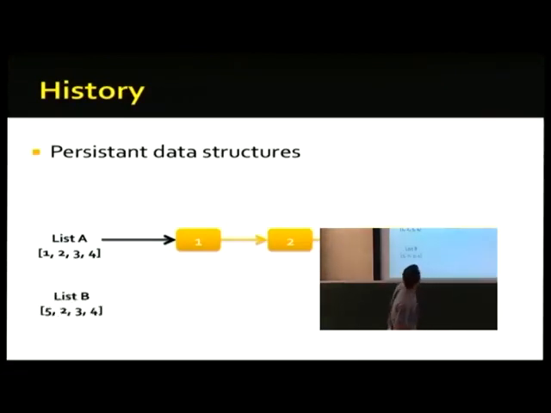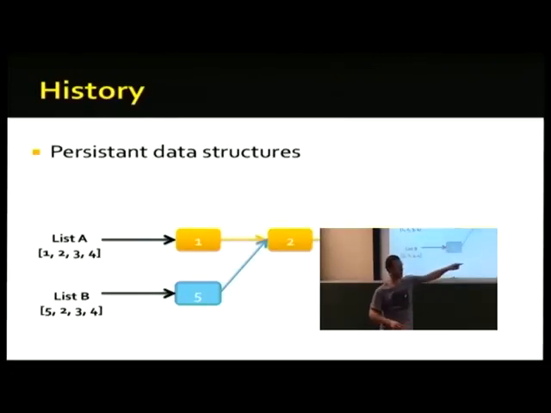If you have a second list where I changed the first element, I made it into the number 5, what I can do then is just create the head of the list, just the number 5, and have it point to the rest. So now it goes 5, 2, 3, 4. What's interesting about that is not only can I use this list without allocating memory for the rest of the elements, but in fact the first one still exists. So I can use both list A and list B in parallel, and they don't run into any conflicts.